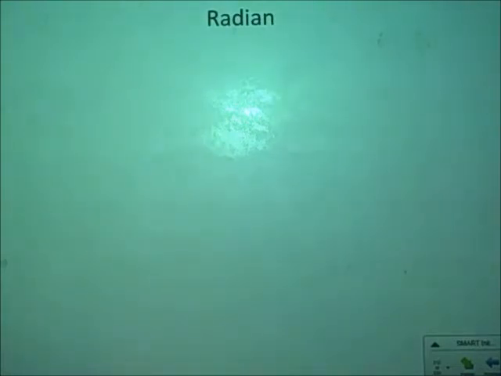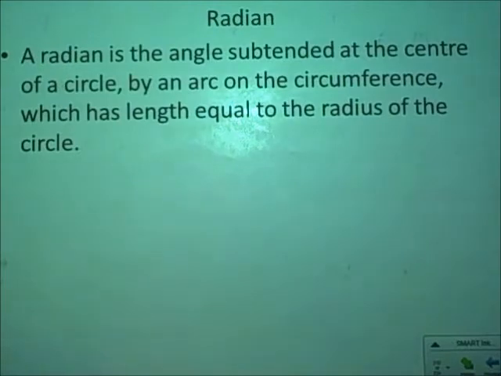Okay, let's discuss it. A radian, and you'll probably be aware of it, and you should know it by now, is an angle subtended at the centre of a circle by an arc on the circumference which has length equal to the radius. Dead easy. If not, I'll put a note up on the board there for you. A radian is the angle subtended at the centre of a circle by an arc on the circumference, which has length equal to the radius of the circle.